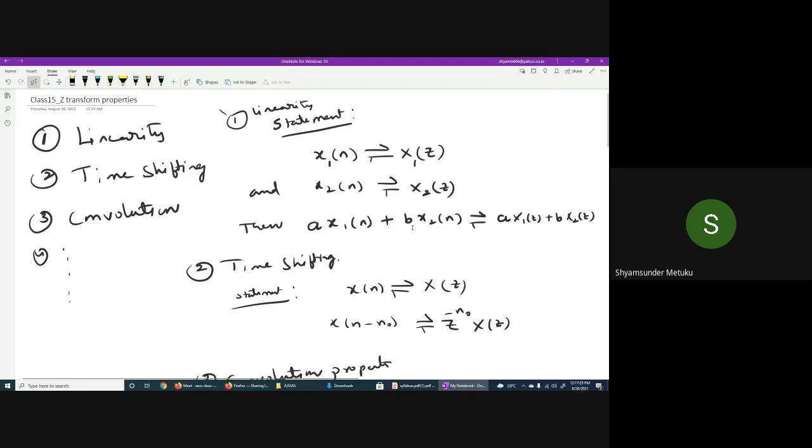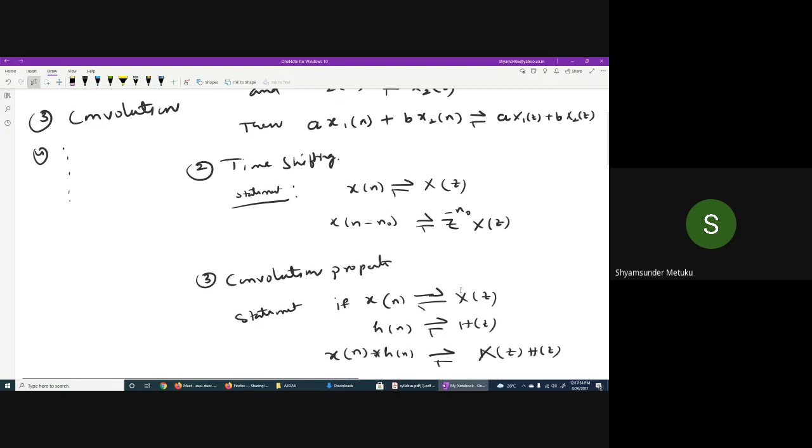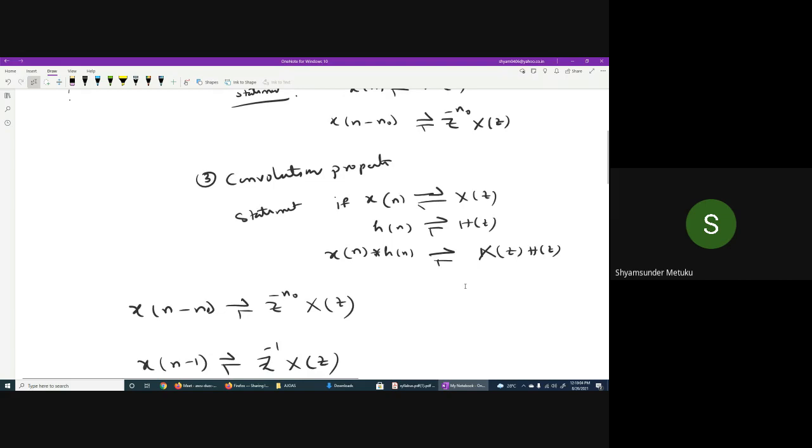Coming to linearity, you can represent the statement something like this: x1 of n has a Z transform x1 of z, x2 of n has a Z transform x2 of z, then a into x1 of n plus b into x2 of n has the Z transform a into x1 of z plus b into x2 of z. So it is like a superposition theorem. Similarly, the time shifting property: x of n has Z transform x of z, then x of n minus n naught will be z power minus n naught x of z, which is a widely used property in implementation of the IIR and FIR filters. Then the convolution property, this is also important.